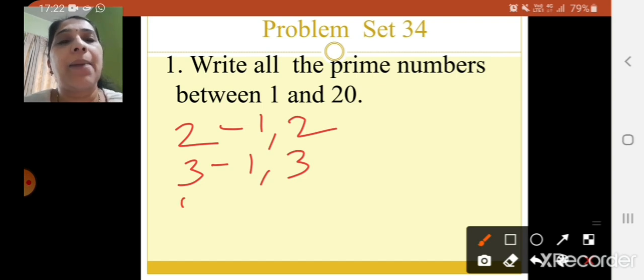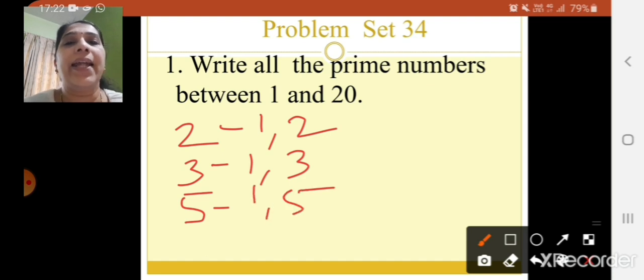Let's take the number 5. Now 5 has got 1, 5. Right? So there are 2 factors. Right? Now let's take the number 6. Now 6 has got 1, 2, 3 and 6. So it is more than 2. Right? So 6 is not a prime number. Let's take the number 7. Now 7, 1 and 7. Right? So it's a prime number. Number 8, no, because 1, 2, 4, 8. So it has more than 2 factors.